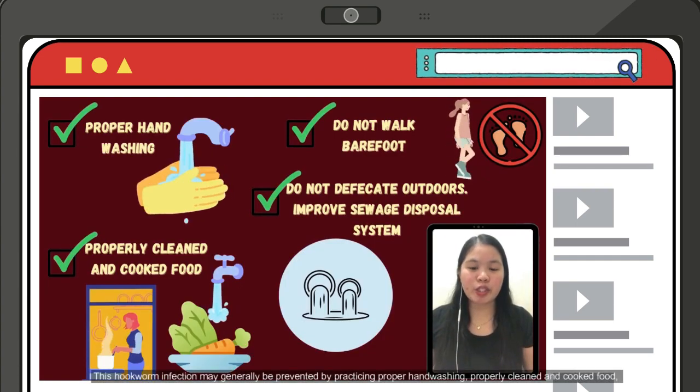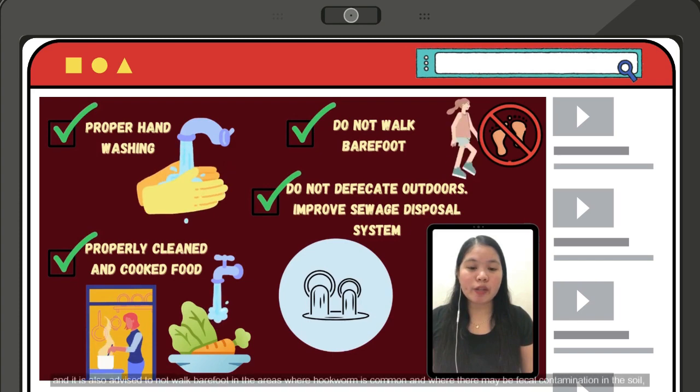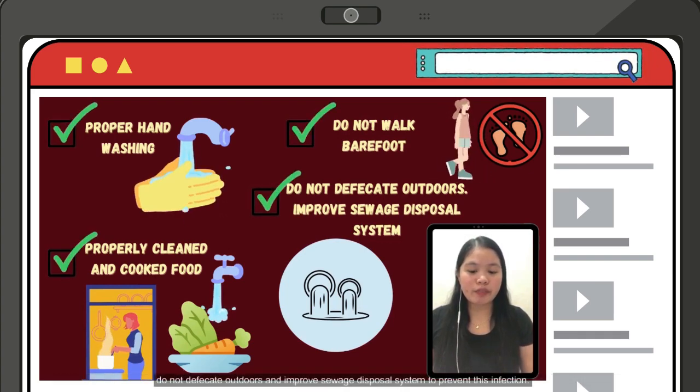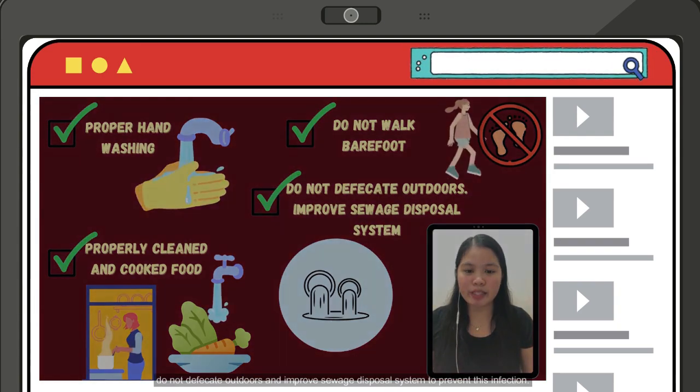This hookworm infection may generally be prevented by practicing proper hand washing and eating properly clean and cooked food. It is also advised not to walk barefoot in the areas where hookworm is common and where there may be fecal contamination in the soil. Do not defecate outdoors. Improve sewage disposal systems to prevent this infection.